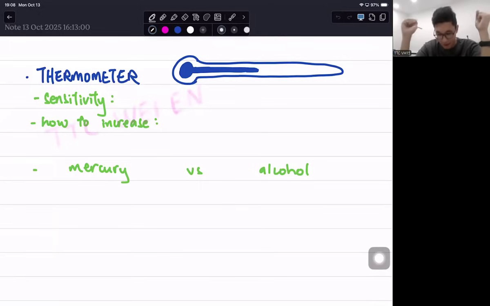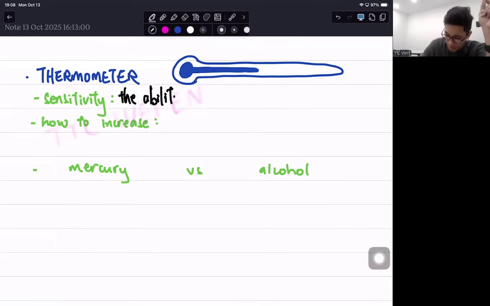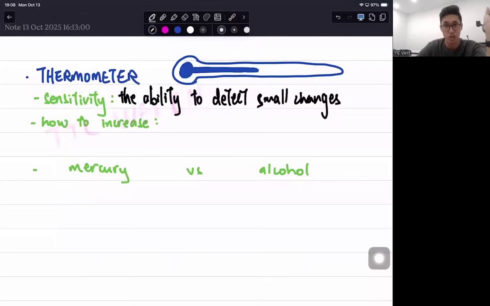Now, the first topic that I have a bit of inspiration on is the thermometer. Let's say they ask you, what is the meaning of sensitivity? The sensitivity of a thermometer is basically how sensitive it is to any change in temperature. If you change the temperature, does the thermometer know or not? So you can say it is the ability to detect small changes in temperature.